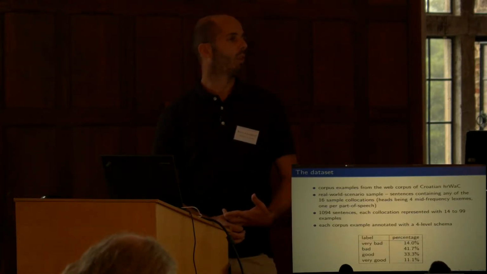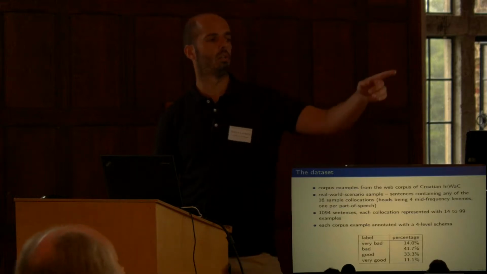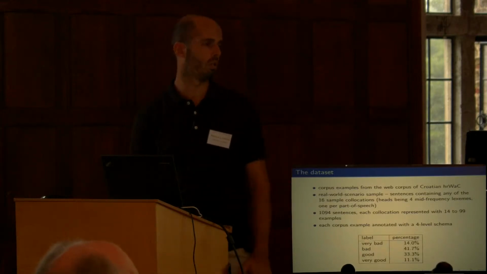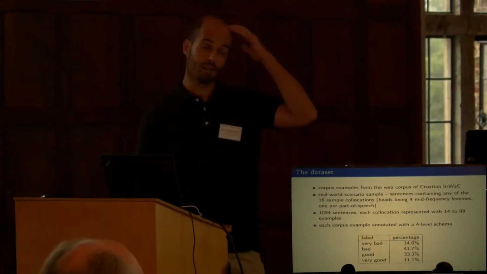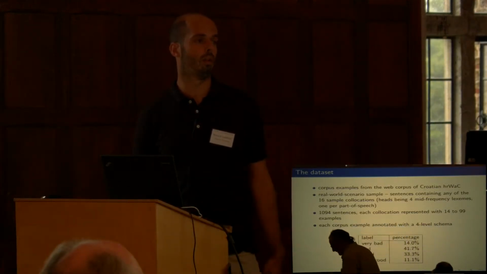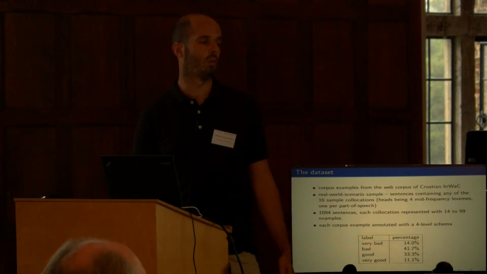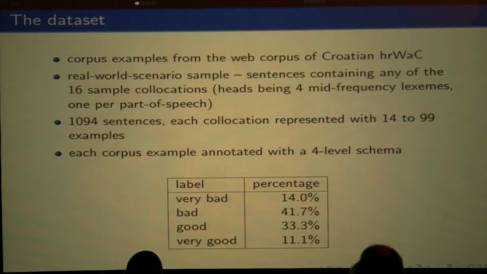And we had a 4-level schema we used for annotation, ranging from very bad to very good. You can see the distribution of our annotations down here. Since this is a web corpus, as one would expect, there are more bad examples than good examples. And yes, the two middle categories do have more instances than the two ones in the limits of very good and very bad. And it's almost normally distributed, if we can talk about it, in the case of 4 levels.